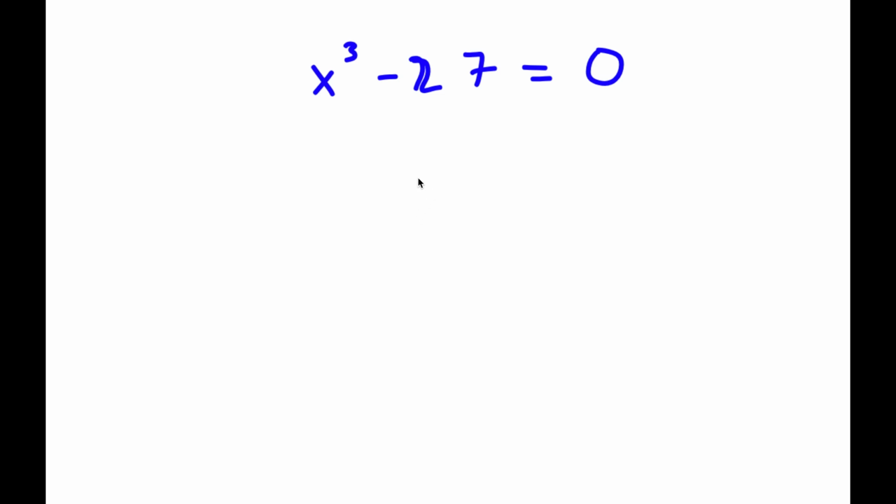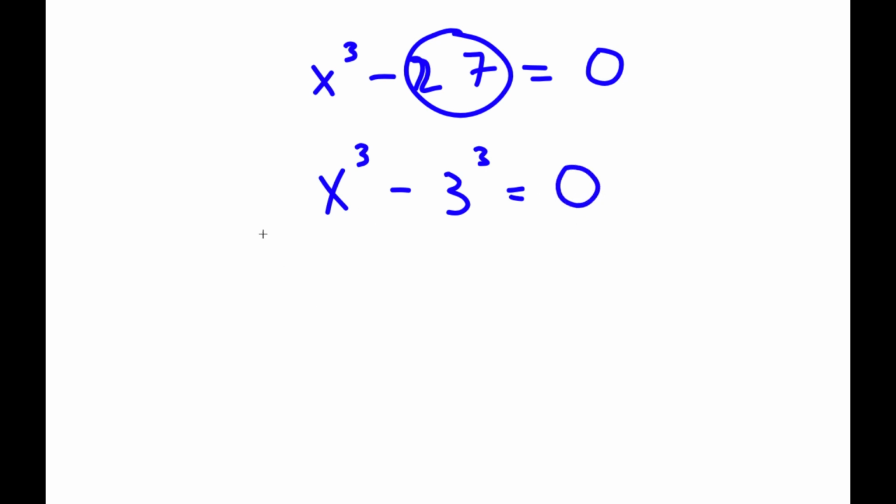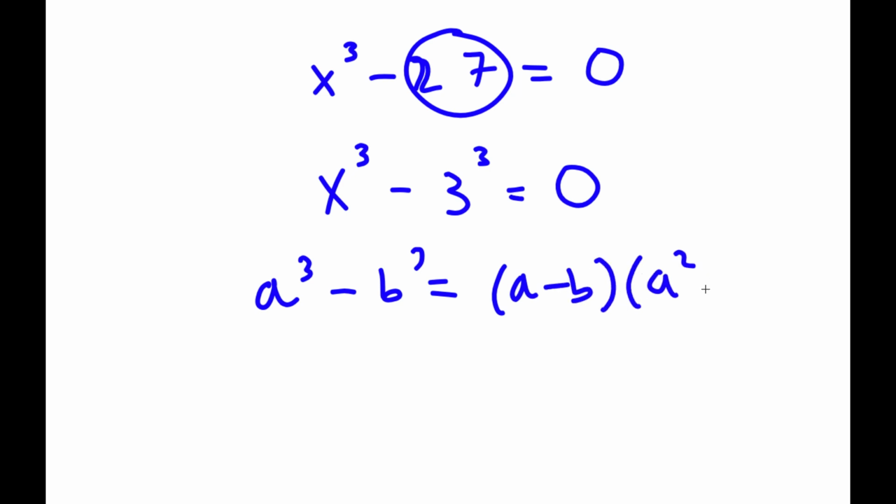Alright, so in this problem, I have x to the power of 3 minus 27 is equal to 0. So to solve this, I'm going to first rewrite 27 here as 3 to the power of 3. So now I have x to the power of 3 minus 3 to the power of 3 is equal to 0. Now, if I have something in the form a to the power of 3 minus b to the power of 3, this is equal to a minus b times a squared plus ab plus b squared.